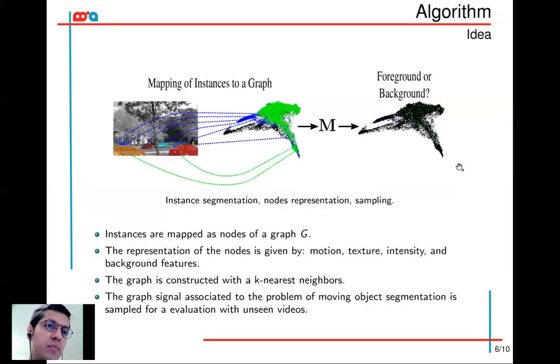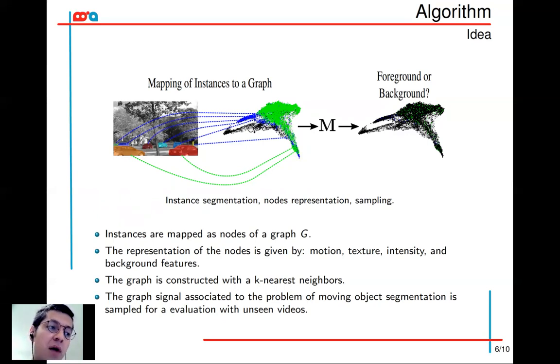And now, what is the idea in our method? Basically, we have some frames in the videos and we have some objects in those videos. So for example, here we have two cars that are gonna be mapped to green nodes in the graph. And we have some cars behind these two cars that are going to be static cars, so they are going to be mapped to blue nodes in the graph.